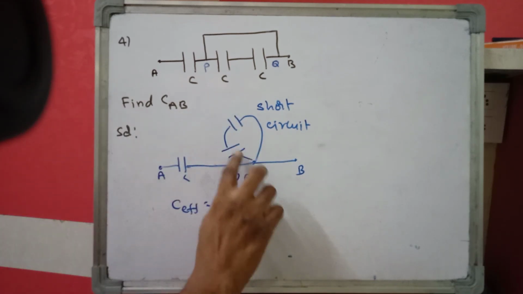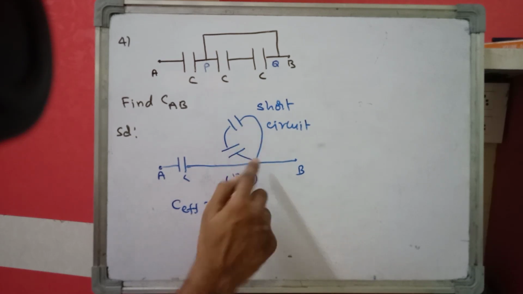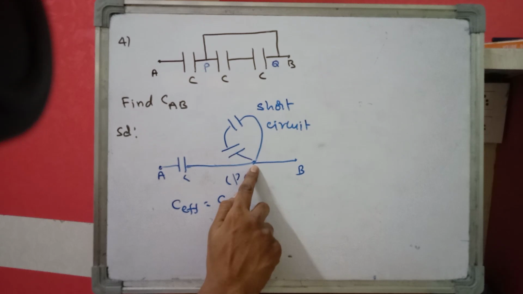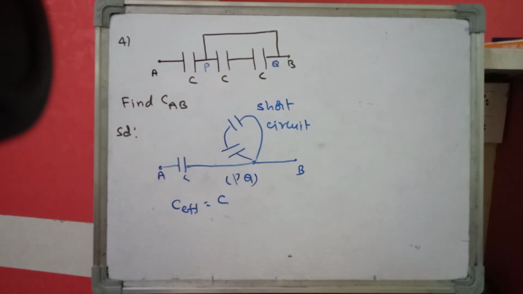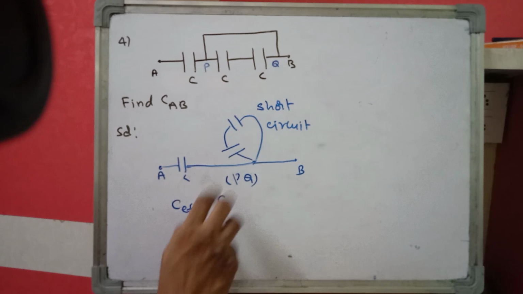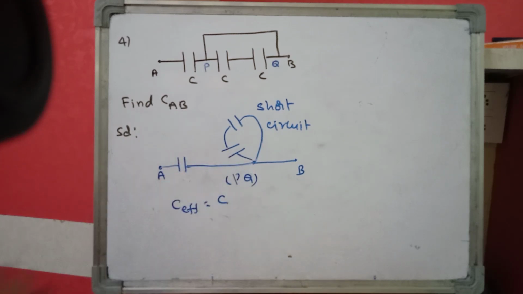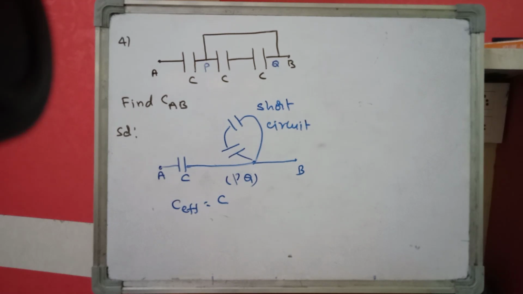Why? Because both ends of this combination are connected to the same point. So there will be no potential difference at a single point. At one point potential exists, but not potential difference. That's why no charge flows through these two capacitors. Only this capacitor is included in the circuit. Then the effective capacitance is only C.